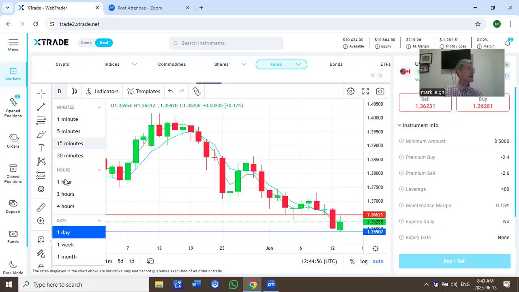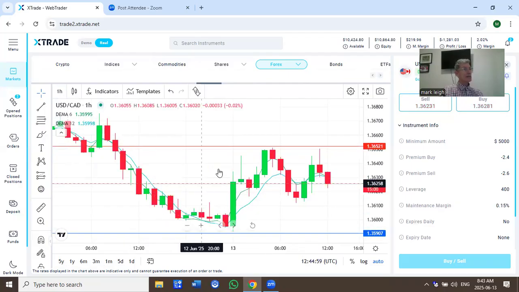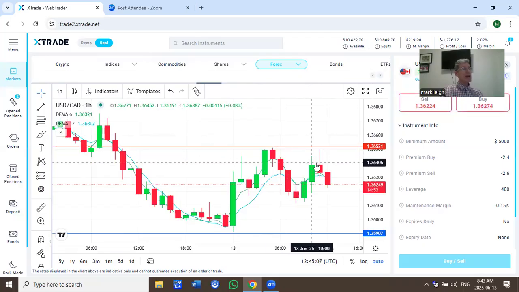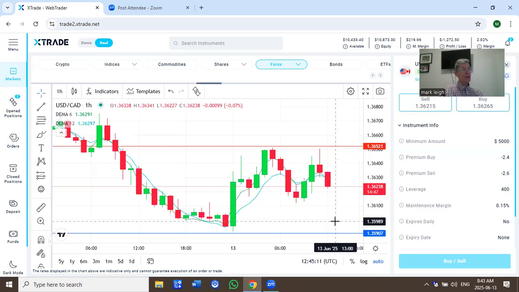I can zoom in and see that on the hourly. There you can see US dollar strength held up at the resistance at 136.52, and Canadian strength, you're selling US dollar now, looking down at that 135.90 below the 136 level.